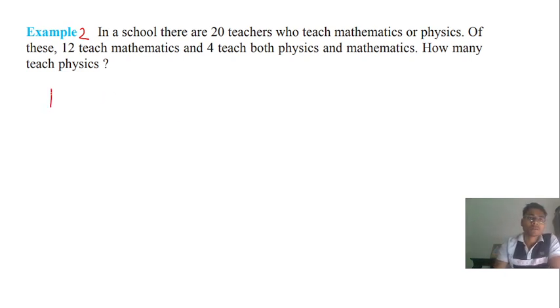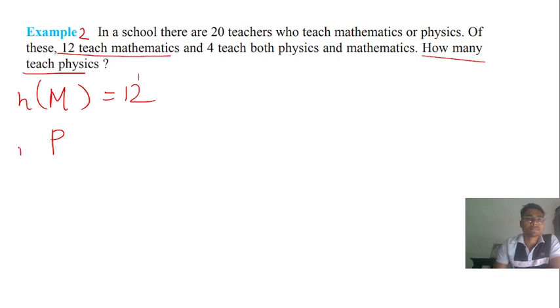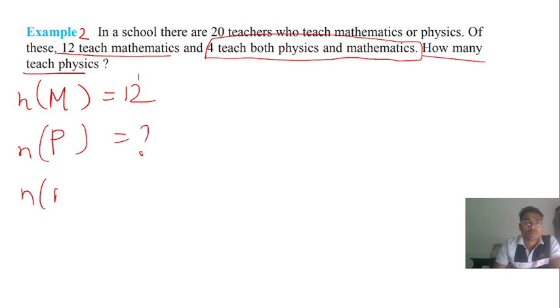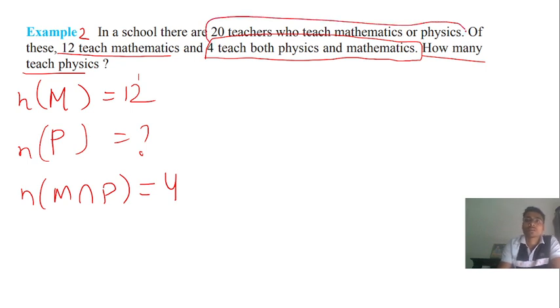Okay, so we have here maths and physics. 12 teachers teach maths, and the number of physics teachers has to be found. 4 teachers teach both mathematics and physics, and the school has only 20 teachers. So the number of maths union physics is 20.